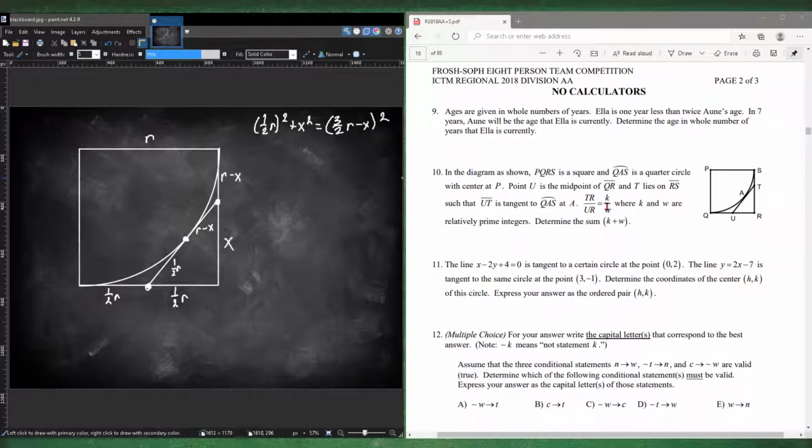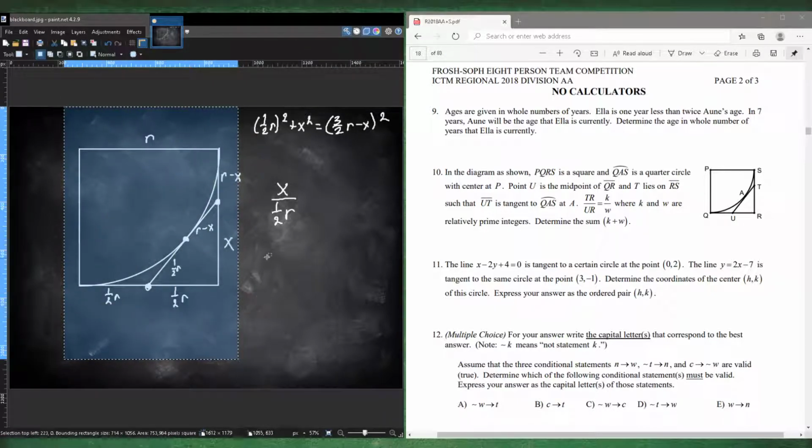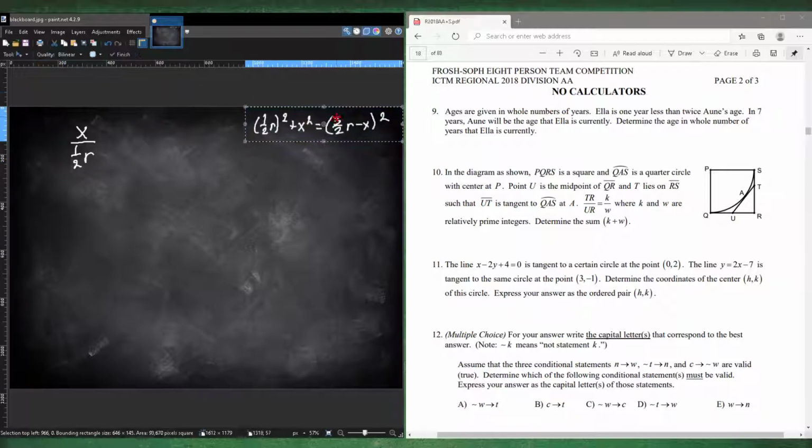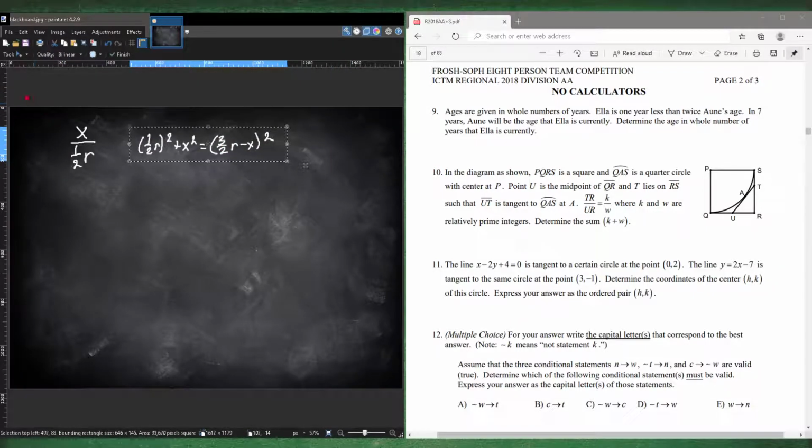And our question is asking K over W, which is TR over UR. TR is X, and UR is equal to 1/2 R. So once we find the relationship, we just plug into this. So let's delete this picture because we don't need it anymore. And we just need to find this by finding this. Okay.